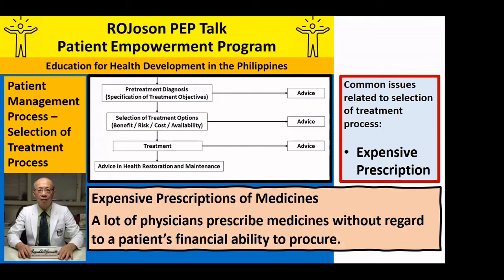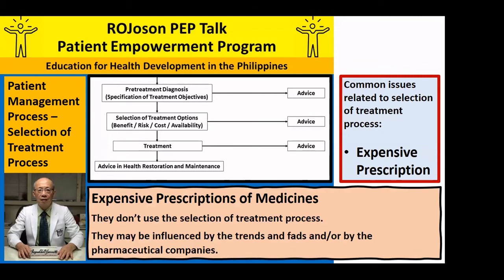Expensive prescription of medicines. A lot of physicians prescribe medicines without regard to a patient's financial ability to procure. They don't use the selection of treatment process. They may be influenced by the trends and fads in medicine or by the pharmaceutical companies.